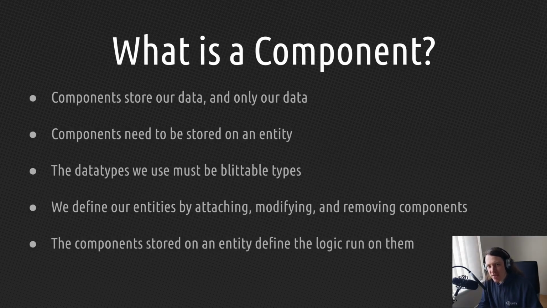So now we've talked about entities, but what's the C part of ECS? What's a component? Well, as we touched on previously, components are where we store our data and only our data. So components don't have any logic on them. And components, to exist at all, need to be stored on an entity. Unlike mono behaviors, there are a number of restrictions on the data types we can use on components. In general, they need to be blittable or primitive types, but there are some workarounds that Unity provide for things like strings, for example.